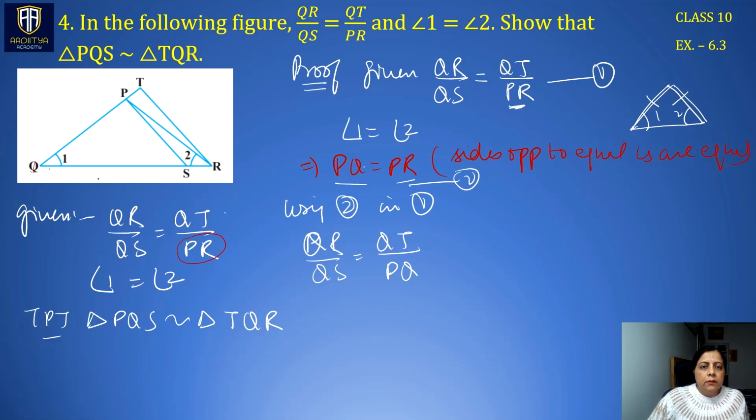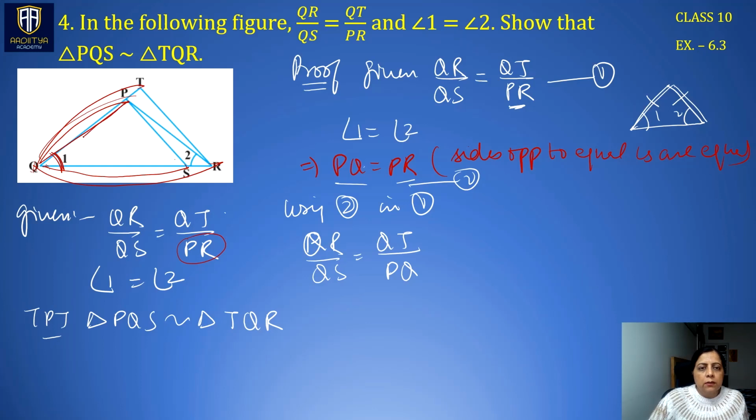Right? This has become QR upon QS is equal to QT upon PQ. Now you can see that these outer bigger sides, QR and QT, are the sides of the bigger triangle TQR, and QS upon QP, this QS and QP, are the sides of the smaller triangle PQS. And moreover, the included angle of both the triangles.